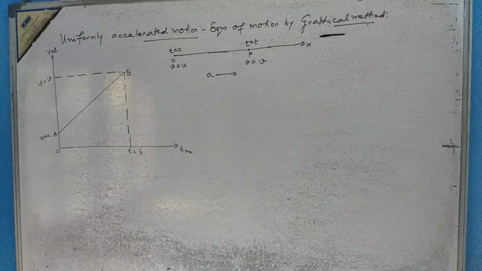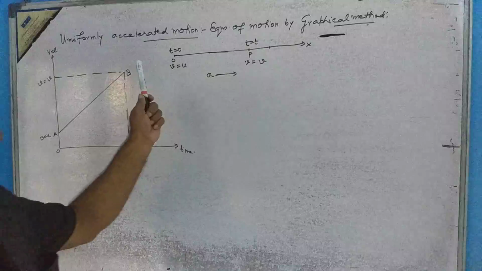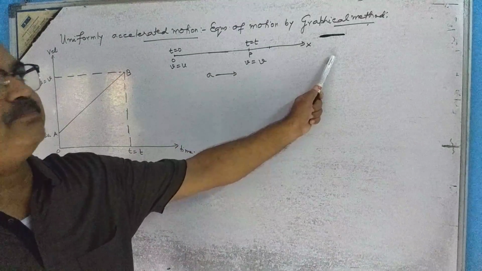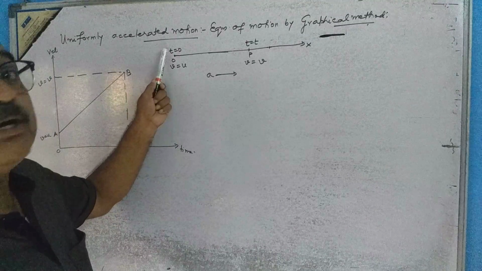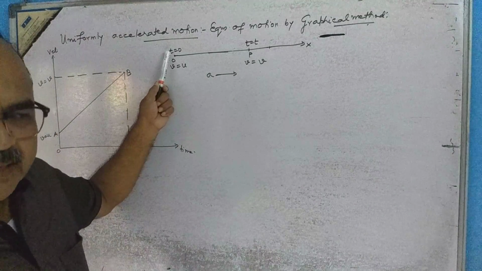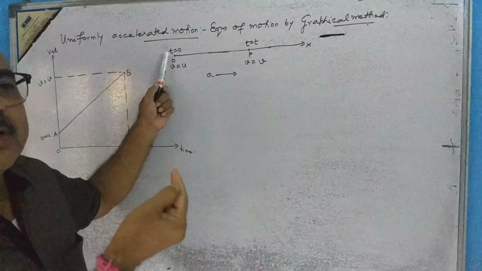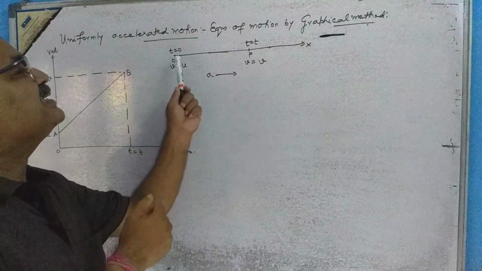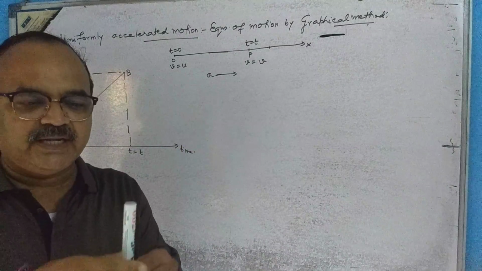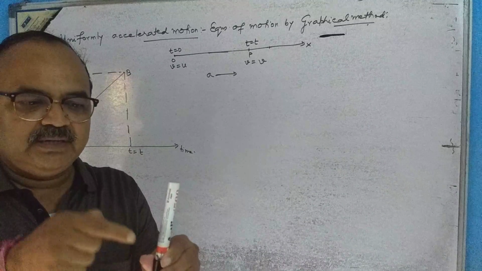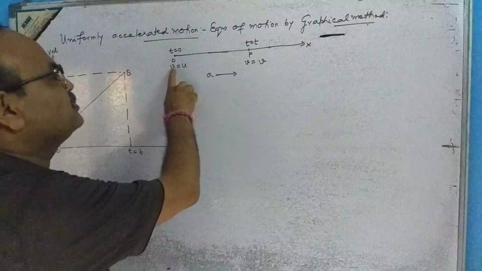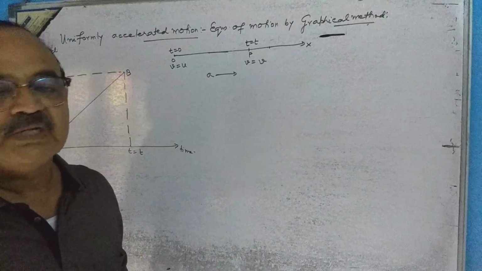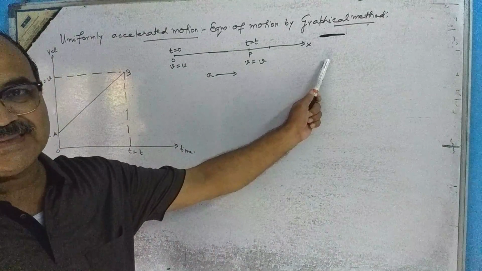Look at the figure first, very clearly. In this figure, let us suppose a body is moving in a straight line along the x-axis at the point O. At the instant of time t equal to 0, the body is in motion, but we are starting its time from t equal to 0. Our time starts now. Here the velocity of the body is u, moving in a specific direction along the x-axis.